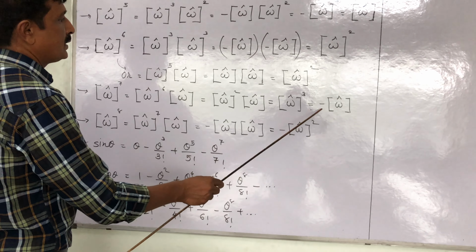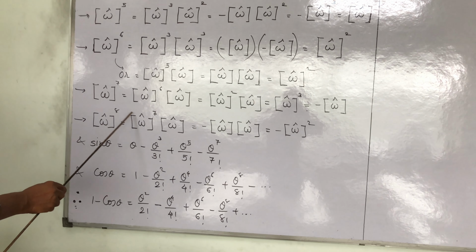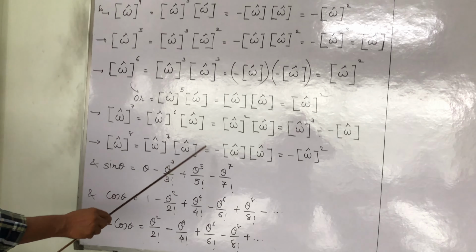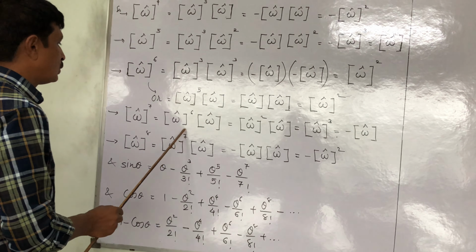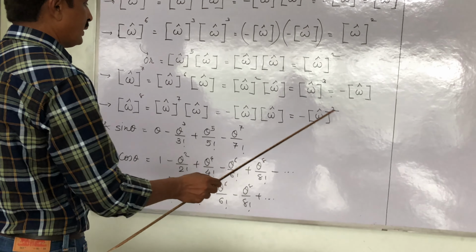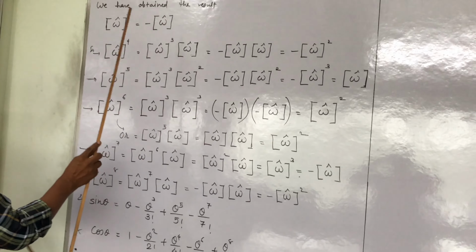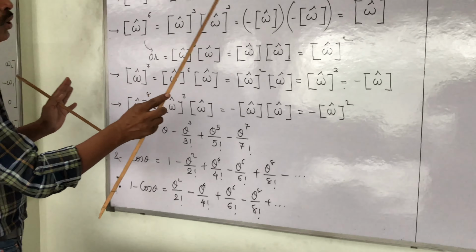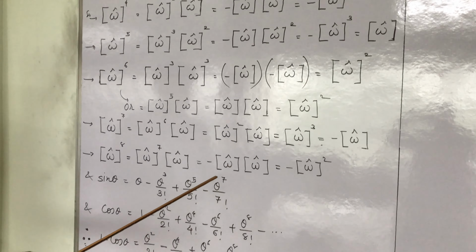So omega cap cube is minus omega cap. And skew symmetric omega cap raised to 8 is omega cap raised to 7 into omega cap. But omega cap raised to 7 is minus omega cap. So replacing this, minus omega cap into omega cap, so minus omega cap square. So all terms we can convert into omega cap or omega cap square with positive or negative sign.